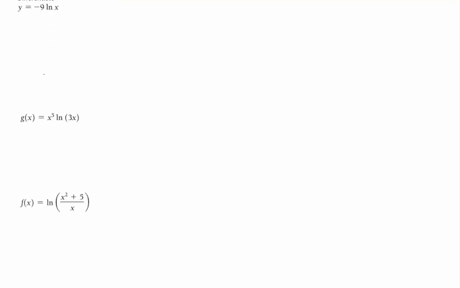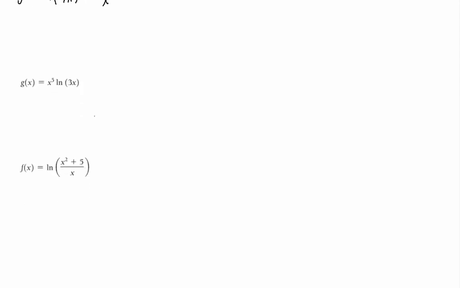I have 3 right here for you. The first one is just simple. We have the derivative of this. You copy the constant, because this constant just goes along for the ride, and then you multiply times the derivative of the natural log. Derivative of the natural log of x is just 1 over x. So you could rewrite this as negative 9 over x. So that's the first one.